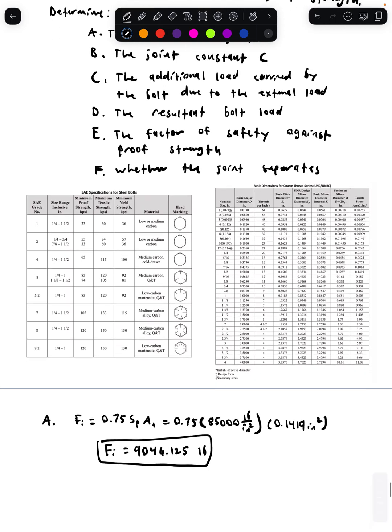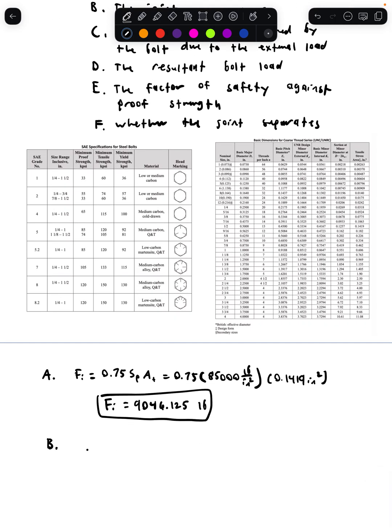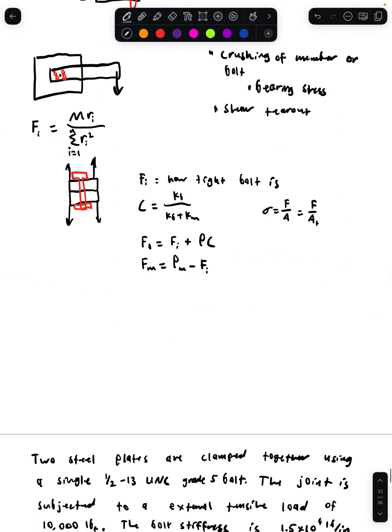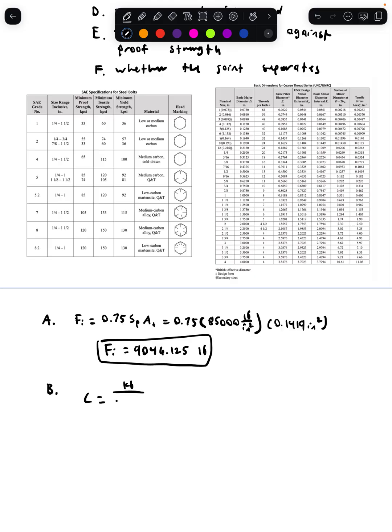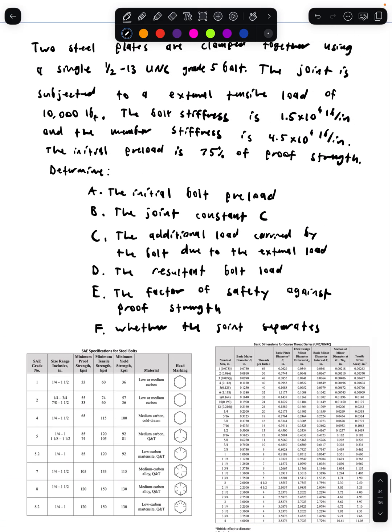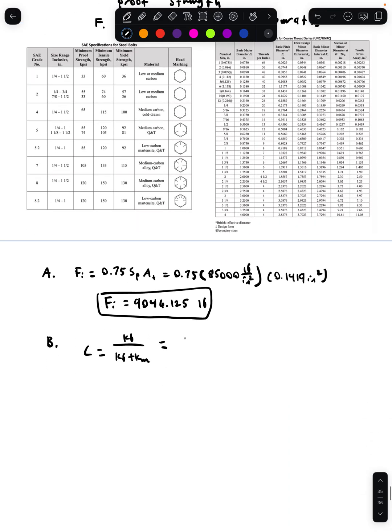So now we're asked to solve for the joint constant C. So from this equation right up here, it's just the stiffness of the bolt over the stiffness of the bolt plus the stiffness of the member, and it gave these all to us. So the stiffness of the bolt is 1.5 times 10 to the 6. Since these all have a 10 to the 6, I'm just going to write the 1.5. And this was a 4.5 for the member stiffness. And they're all the same units as well, so the units are all going to cancel. It's just going to be 1.5 divided by 6, which is 0.25.